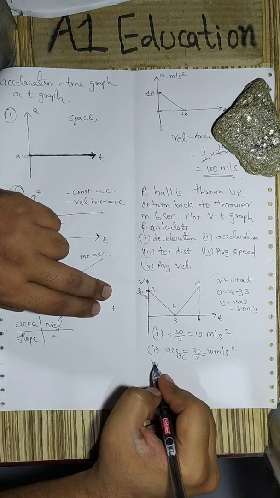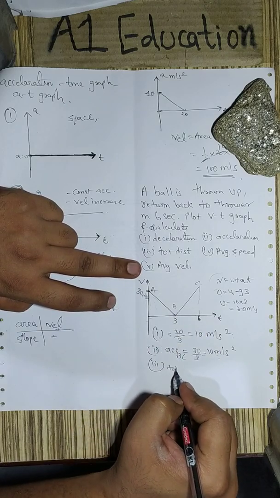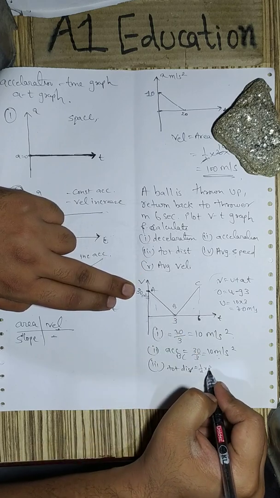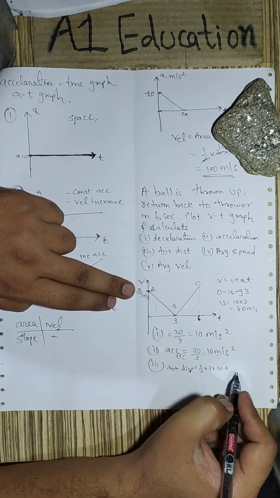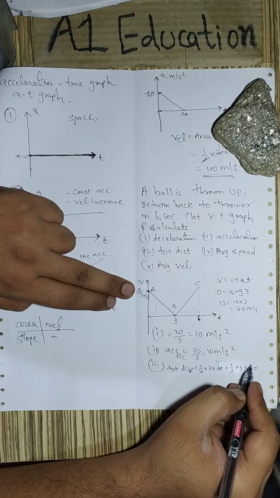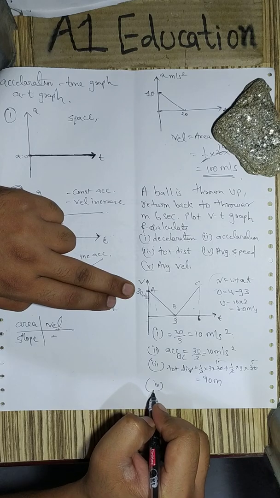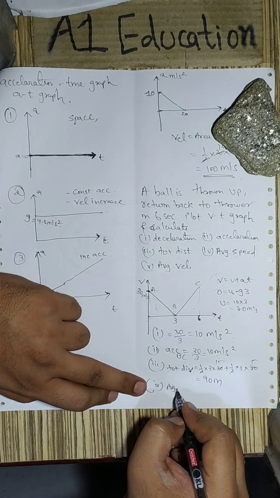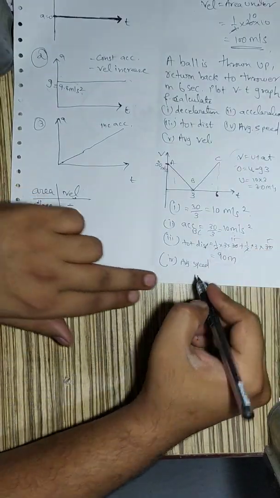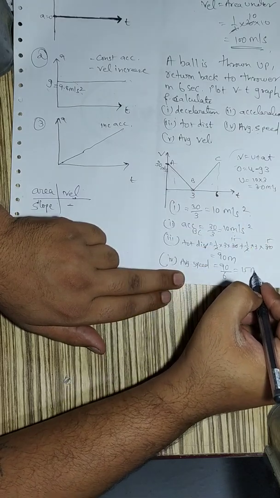The next, third part is total distance. Total distance is the area under the VT graph. So total distance will be this plus this, so this will be half, base is 3, height is 30, plus this will again be half, base is 3, height is 30. If we calculate, the total distance is 90 meters. And the fourth part, average speed. Average speed will be total distance upon total time, which is 6 seconds. So it is 15 meters per second.